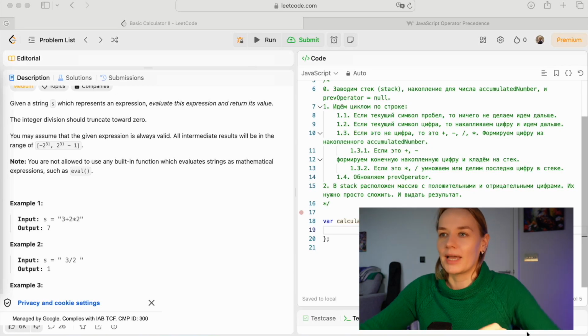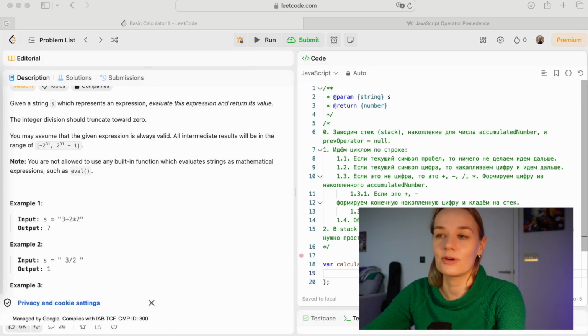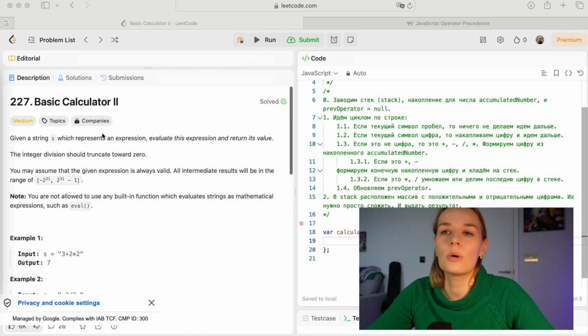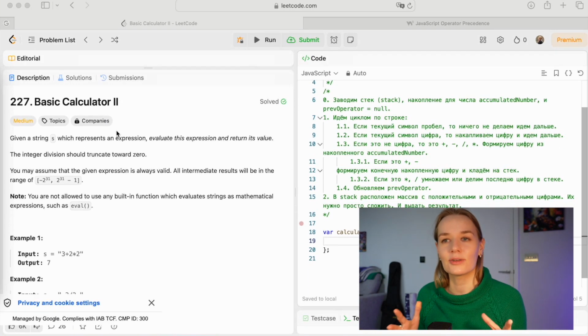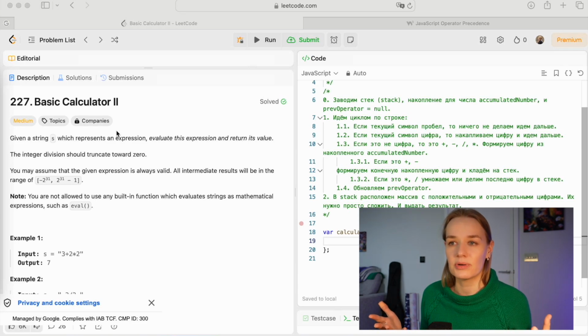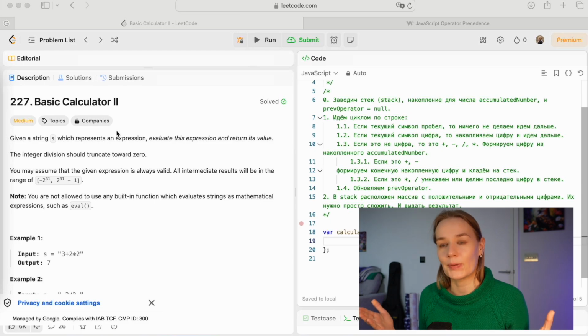Okay, I have the algorithm in Russian, sorry, but I will explain everything. So first of all, let's go to this task, Basic Calculator 2. Here we can read that given a string s, which represents an expression, we need to evaluate this expression and return its value.